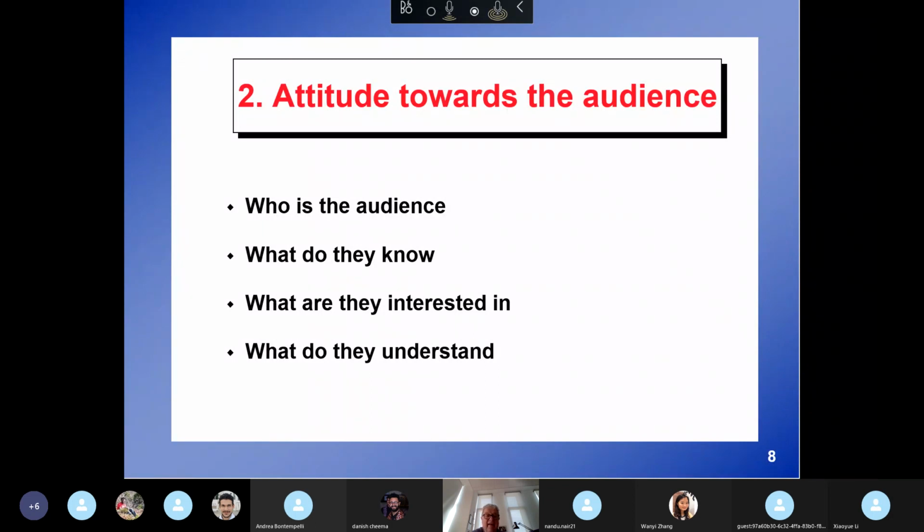And clearly, this gets us to the second point, which is attitude towards the audience. We already dealt with this issue in the paper writing. We call them invisible colleagues. I mean, the audience is everything. If you know everything, but you're not able to communicate, what you know is irrelevant, worthless. And this is even more true in the presentation.